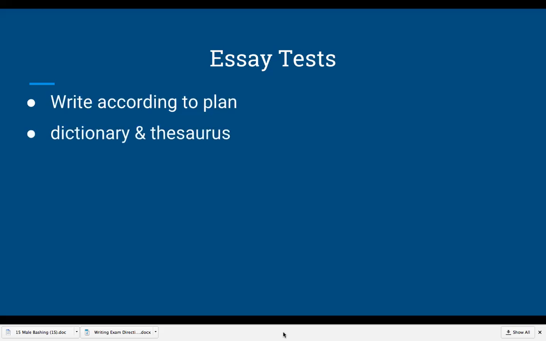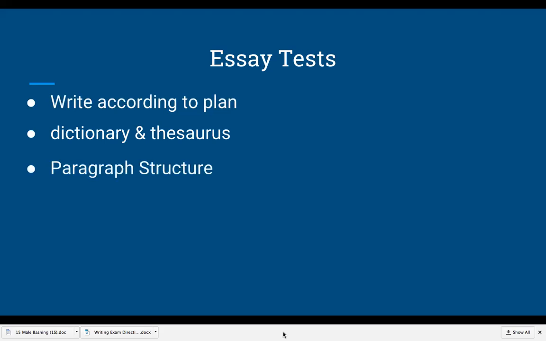One thing you might want to do before an essay exam is to ask if you can bring a dictionary or thesaurus, because when we're writing for a very long time, sometimes we use the same words over and over again, so it can be helpful to bring a thesaurus or dictionary. Sometimes an instructor won't let you do that, but they may provide one for you.